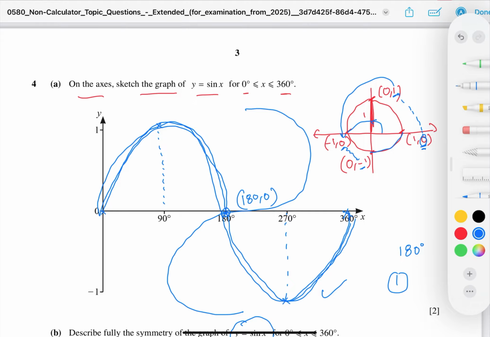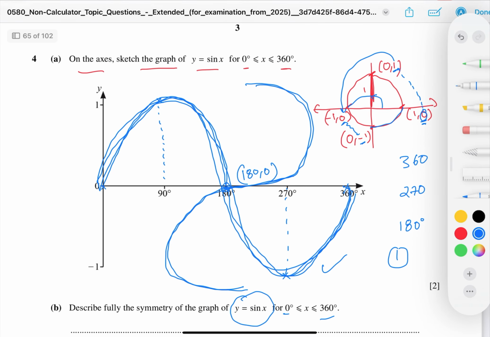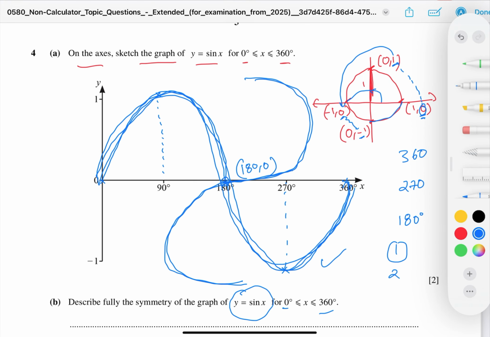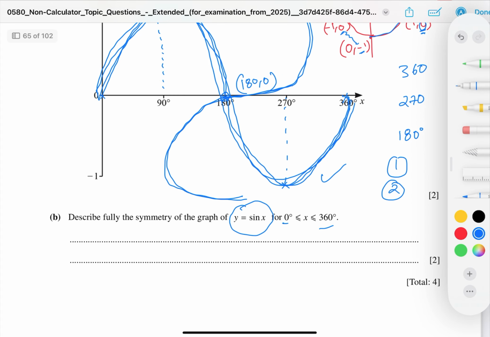Again, I will rotate it. How many degrees have I rotated it till now? 270 degrees. Again, I will rotate it 90 degrees and it will overlap. So till 360 degrees, how many times has it overlapped the graph? 2 times. So the full symmetry would be rotational symmetry of order 2, because it has overlapped 2 times while rotating through 360 degrees.